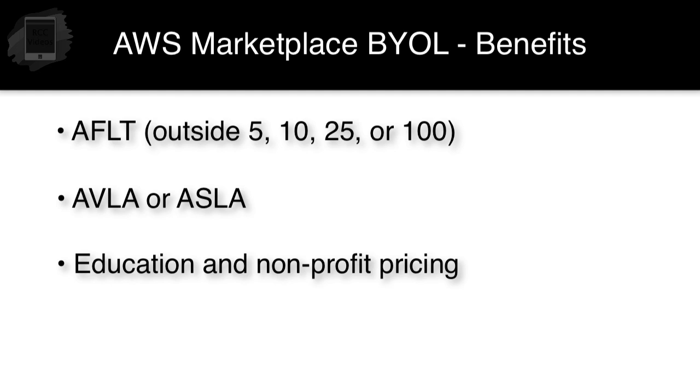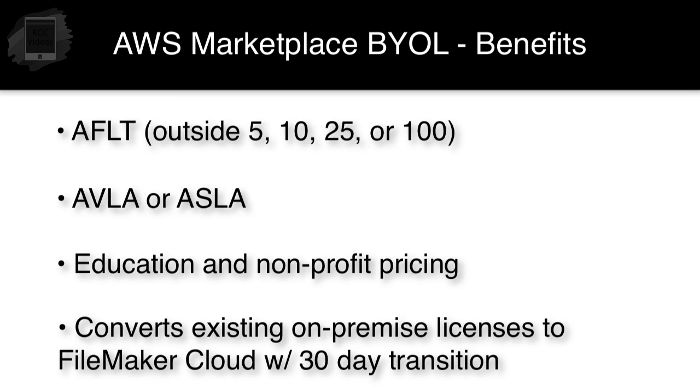And you're also going to go through this process if you have an existing FileMaker license, a server license. So you already have an AFLT license or an AVLA license or an ASLA license, and you want to convert from using an on-premise server to a FileMaker Cloud server. So you can convert. So if you go through the decision-making process and you decide that FileMaker Cloud is a better situation for you because maybe you're using on-premise server on an old server and it's too slow and too old, so you want to get a new server. But instead of buying the new hardware, you're just going to rent a virtual server from Amazon. That's a really good reason to jump to FileMaker Cloud.